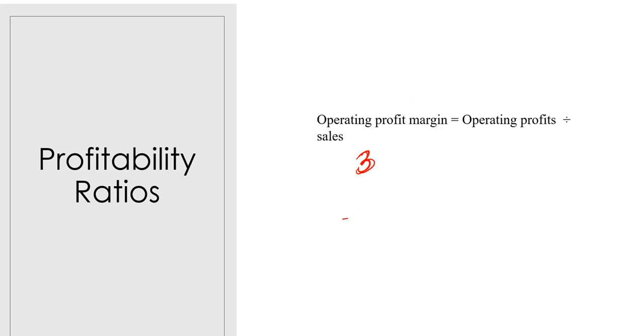Operating profit margin. This is operating profits divided by sales. This is a more restrictive measure of profitability, and it's a better measure to use when analyzing a manager's performance because they have within their control the operating expenses. They may not have in control, per se, the cost of goods sold. That is going to fluctuate, but they can control operating expenses.